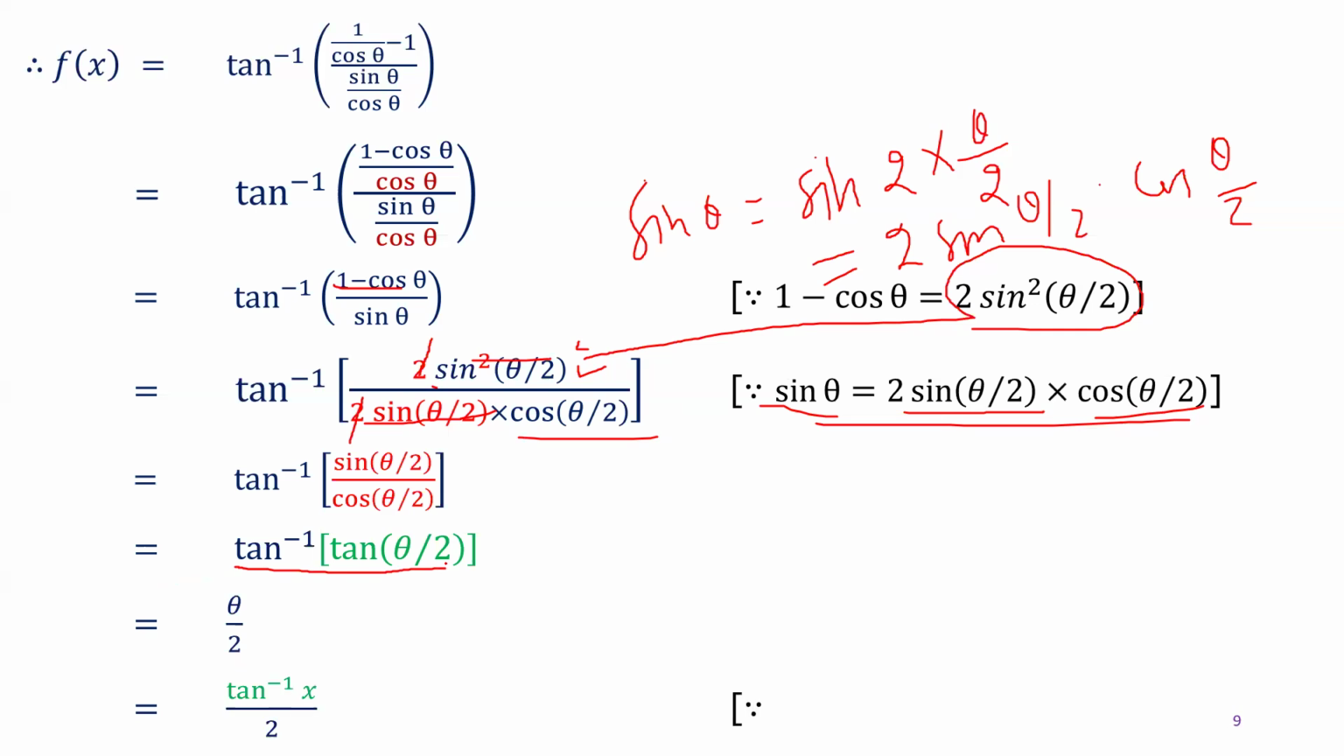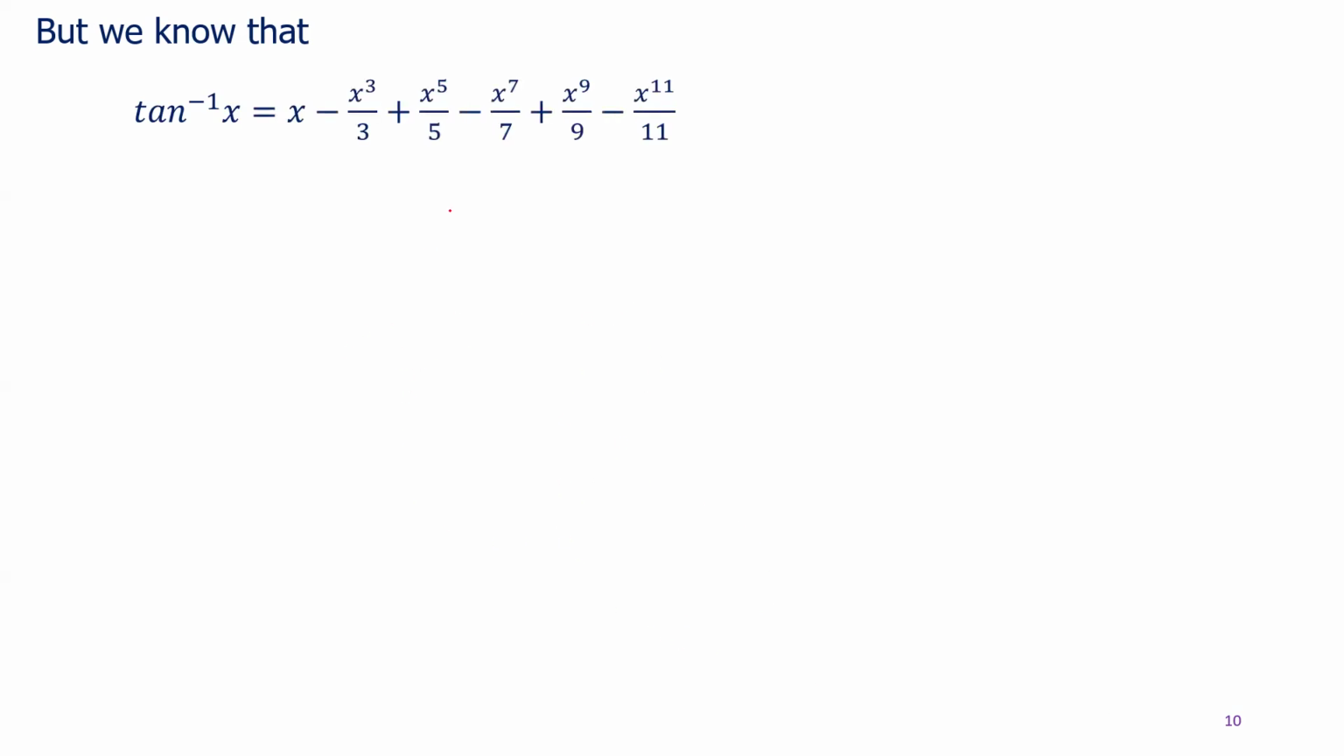But we know that theta is nothing but tan inverse of x, because we have substituted x equal to tan theta. So theta is tan inverse of x. Now we know the expansion of tan inverse of x; in the last lecture we have seen that the expansion of tan inverse of x is nothing but x minus x cube upon 3 plus x to the power 5 upon 5 minus x to the power 7 upon 7 plus x to the power 9 upon 9, and so on.